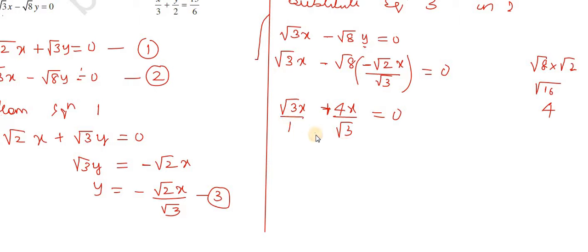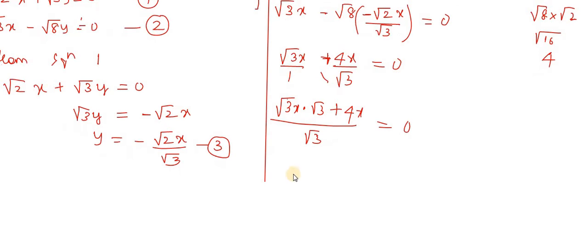Now here the first term has denominator 1. The denominators are not the same, so we need to take the LCM or cross multiply. I'll cross multiply, though you can take the LCM also. LCM for 1 and root 3 is root 3. So cross multiplying, root 3x into root 3 plus 4x divided by square root of 3, which is equal to 0. Is it clear?